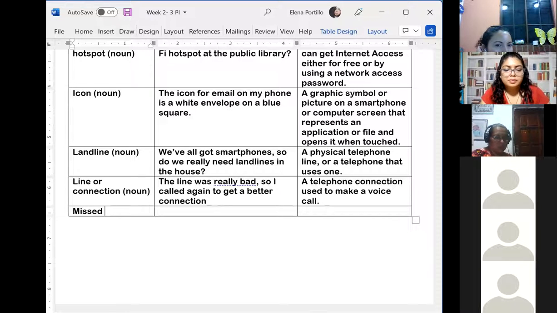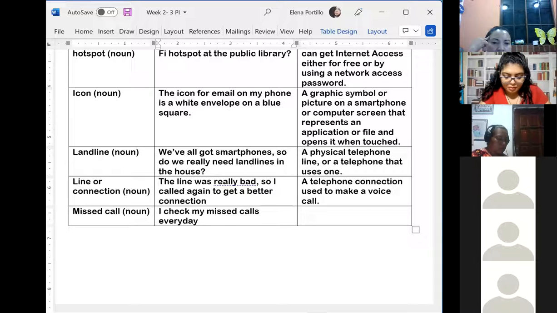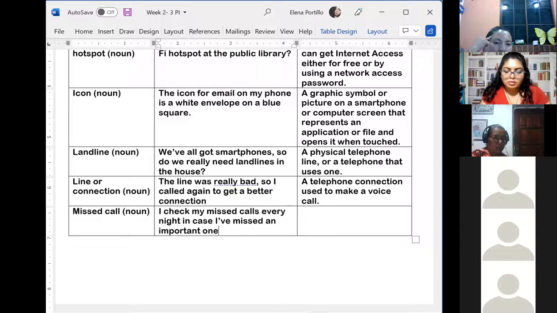We have missed call. That is a very easy expression, because we use this a lot. So we have missed call, and this one is a noun. And it says, I check my missed calls every day, I mean every night in this case, in case I've missed an important one. And we have the meaning: a call that wasn't answered.